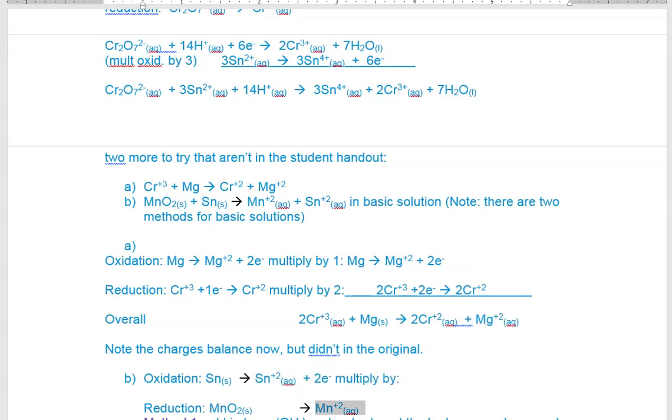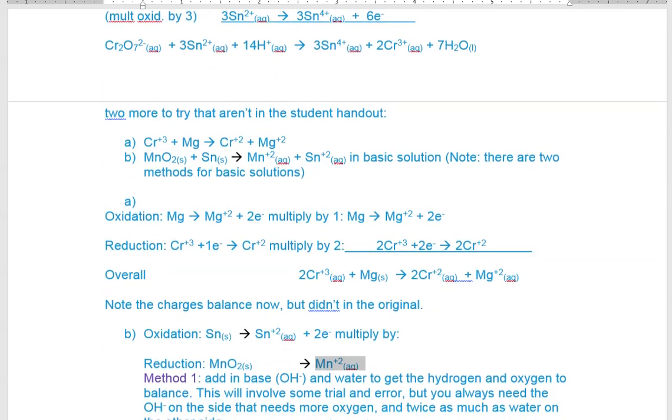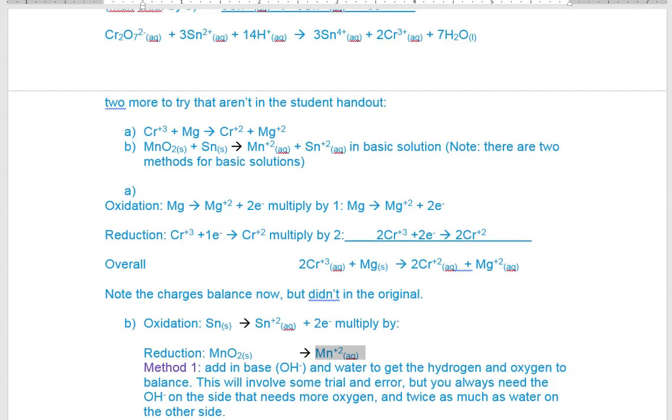So we've got 2 methods we can use for this. So the first method, we add in base and water to get the hydrogen and oxygen to balance. Because they both have hydrogen and they both have oxygen, it does involve some trial and error, but we have a couple things going in our favor. We know we need to add OH on the side that needs more oxygen, and we're going to need twice as much of it as the water to make the hydrogen balance out. So we basically do trial and error, adding them to each.